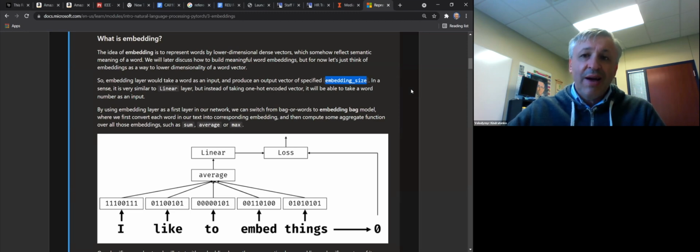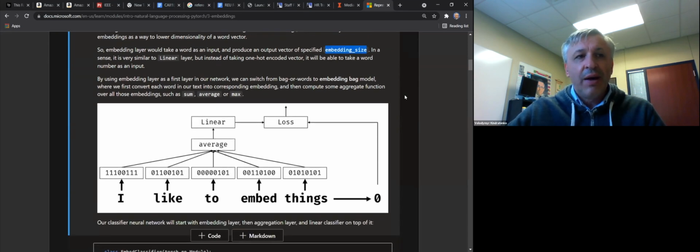So in principle, what this layer is going to do is take a word and come up with some representation that will be of a much smaller size. Let's not worry about the meaning of that representation, just the fact that it will be of a much smaller size. That can be accomplished by something similar to the linear layer, but instead of taking a one-hot encoded vector, this layer is going to take a number that represents a word in the original dictionary as input.